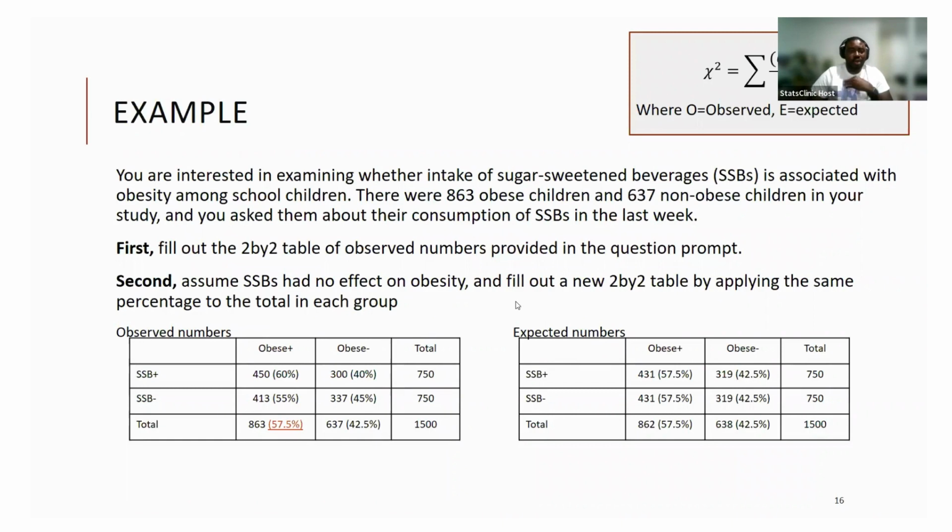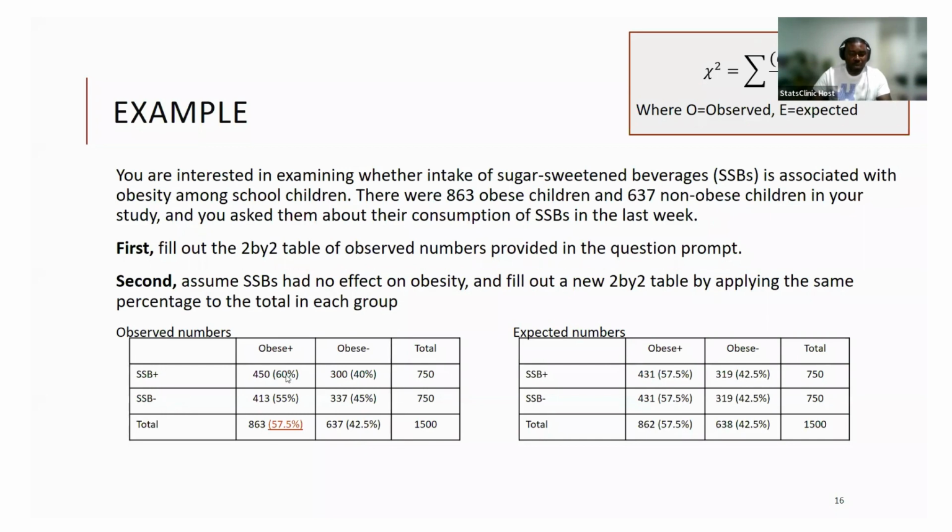Okay, all right, so you're interested in examining whether intake of sugar sweetened beverages, SSBs, is associated with obesity among school children. All right, you have 863 obese children, you have 637 non-obese children in your study, and then you ask them about their consumption of SSBs in the last week. The first thing you do is that you fill out your 2x2 table, which is the one on the left, of observed numbers. So you know the number of people who were obese, the number who were not obese, right? The number who were exposed, the number who were not exposed.